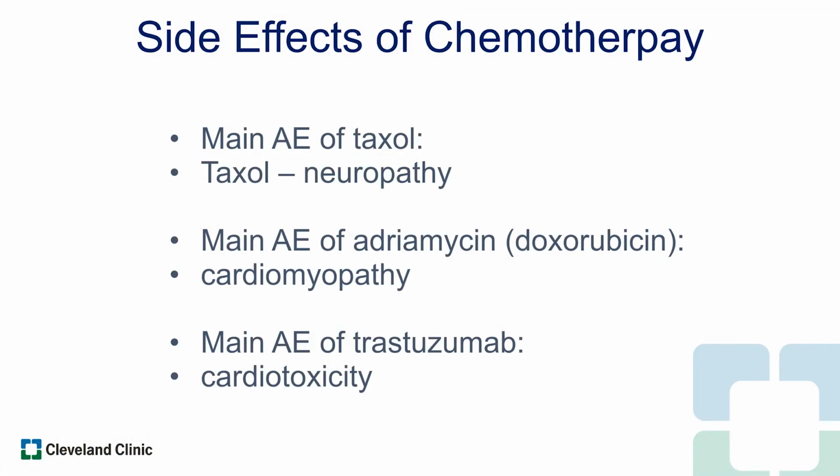So what is Oncotype? There are side effects to chemo and there are other tests to look at. I'm going to focus on Oncotype, but I want to first focus on the side effects of chemotherapy. Chemotherapy does do good things, as I mentioned, but it also has side effects. So the main side effect of Taxol is neuropathy. The main side effect of doxorubicin is cardiomyopathy. And the main adverse effect of trastuzumab is cardiotoxicity. These are known things that the medical oncologist will screen for in patients, and these are fair game actually on testing.